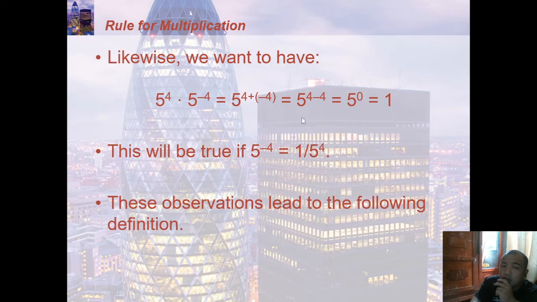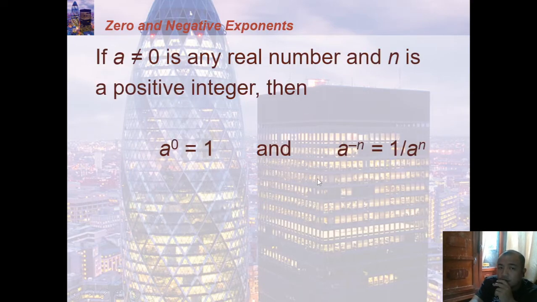So that is what we call the negative exponents rule. This is the zero exponents rule: any number raised to 0 is 1. And if we raise a number to a negative exponent, it becomes a fraction where the numerator is 1 and the denominator is 5 to the 4th power, where the original exponent negative 4 becomes positive 4 in the denominator. So if a is not equal to 0, n is a positive integer, then a raised to 0 equals 1, and a raised to negative n is equal to 1 over a raised to n.